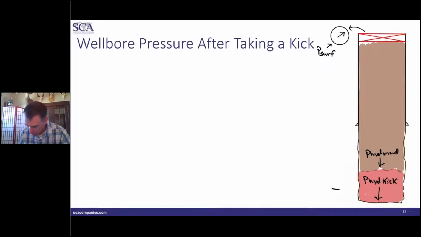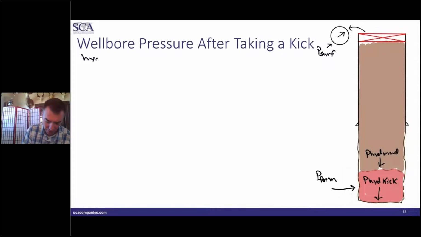And here we've got our formation pressure pushing in, and at this point when we start taking a kick, the formation pressure is higher than the hydrostatic pressure of the mud, so we start taking a kick. The kick comes in until the surface pressure plus the hydrostatic pressure in the well bore are equal to the formation pressure. So let's look at this right here.